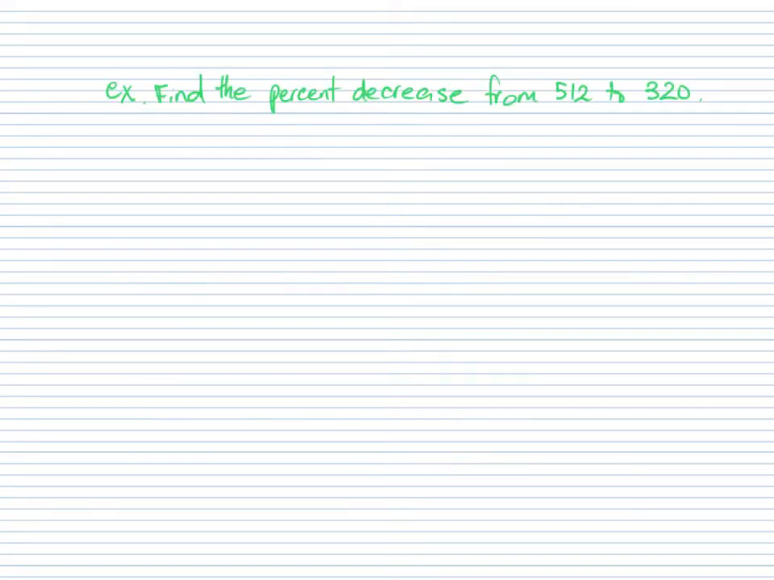Okay, so here in this question, we're originally at 512. We moved to 320. This is not a word problem, it's just two numbers. And we want to know how much that decreases from 512 to 320. So the first thing that we have to do is figure out what that decrease is, how much. And so we do 512 minus 320, and we get that it's decreasing by 192.